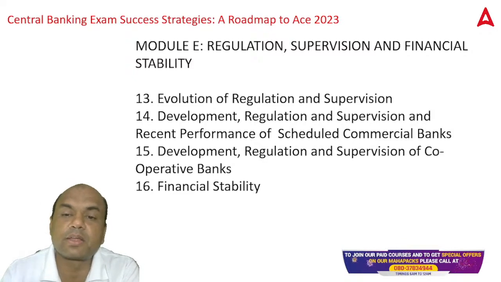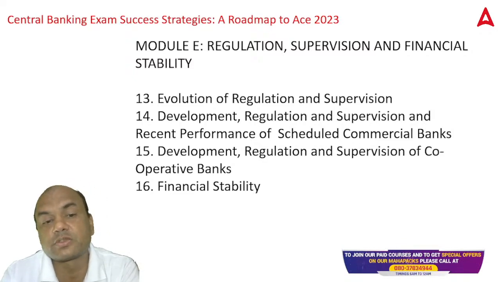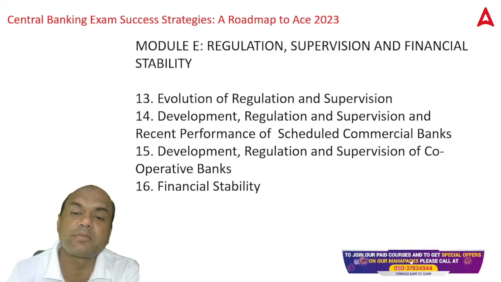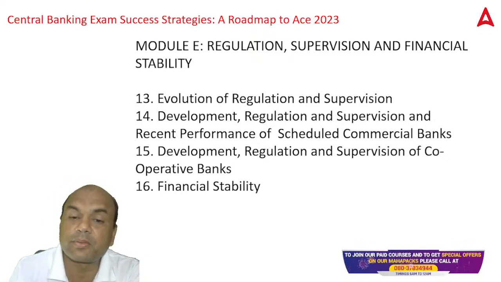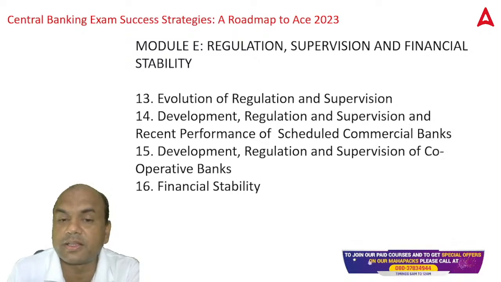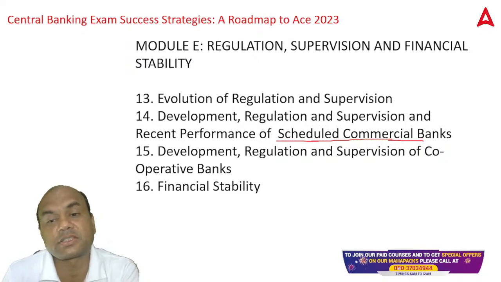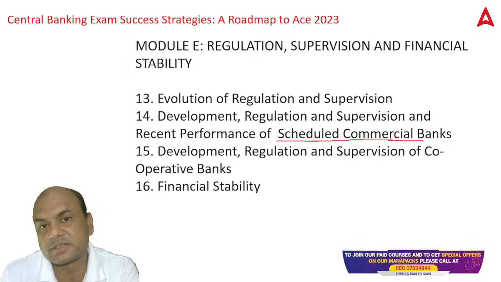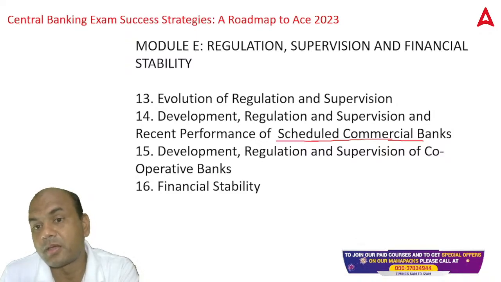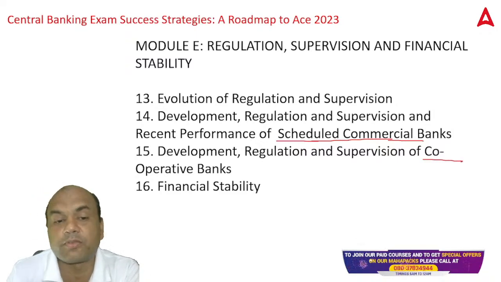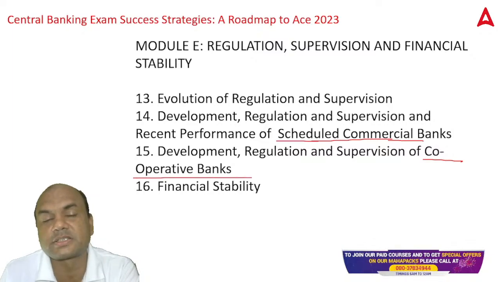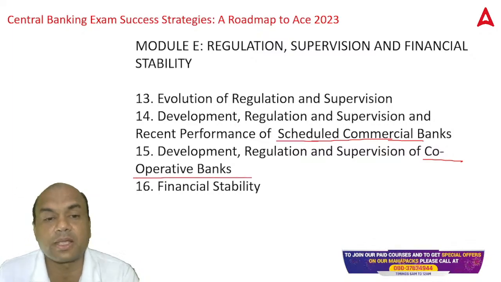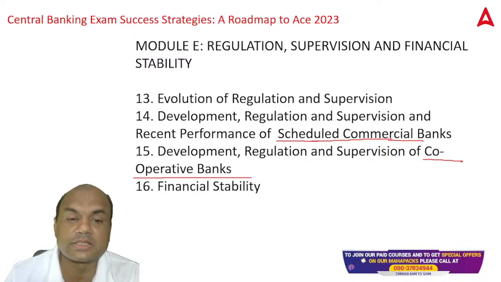So evolution of regulation and supervision, development, regulation, supervision, and recent performance of scheduled commercial banks. So how have the banks performed? Scheduled commercial banks, all of these. These include private banks as well as nationalized banks. Development, regulation, and supervision of cooperative banks. This is a separate topic altogether, because cooperative banks is altogether a different ball game. The thought process of cooperative banking is totally different than that of the commercial banks.